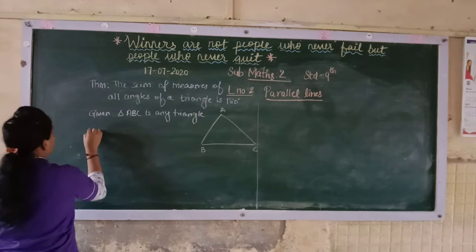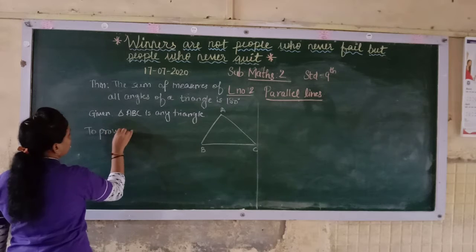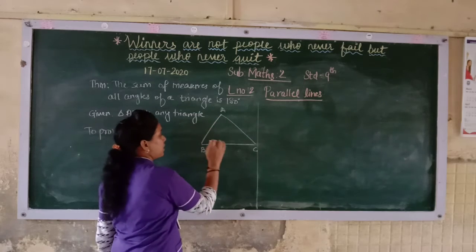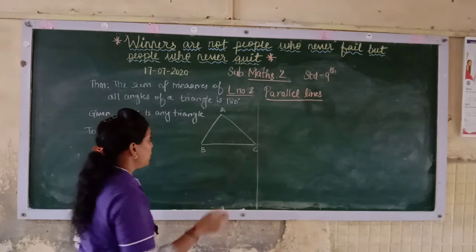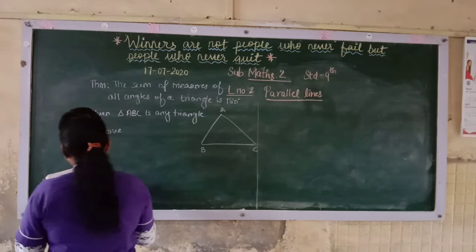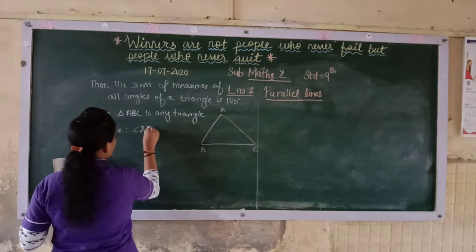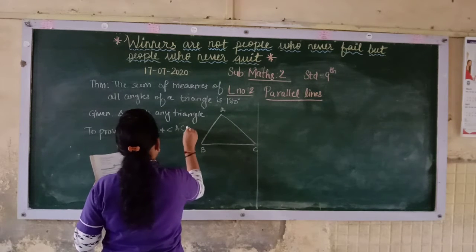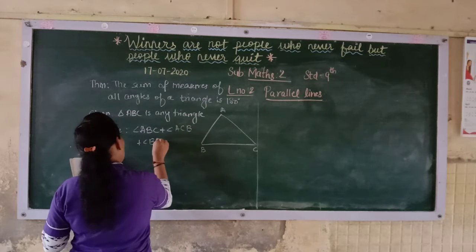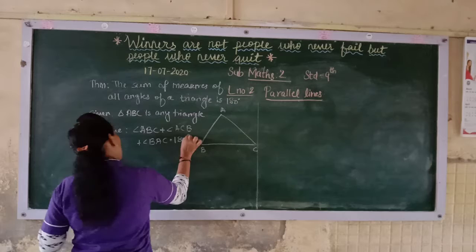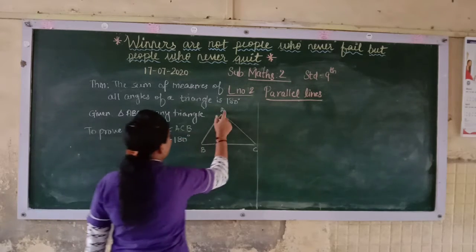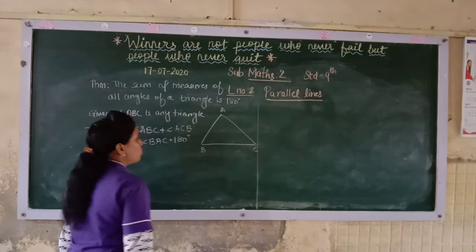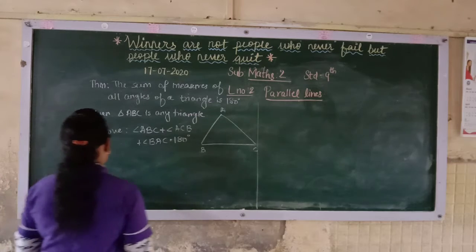Now see, to prove, we want to prove that the sum of the measures of all angles of a triangle is 180. Means measure of angle A plus angle B plus angle C is 180. But don't write just A, write the full name. So here you will have angle ABC plus angle ACB plus angle BAC is equal to 180 degrees. Angle ABC and angle ACB, these two are done, angle BAC is the third one. So all the sum is 180.